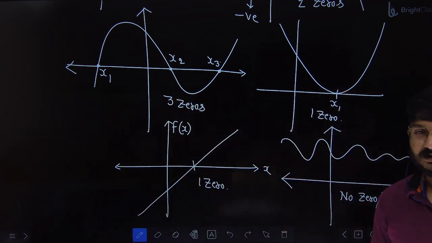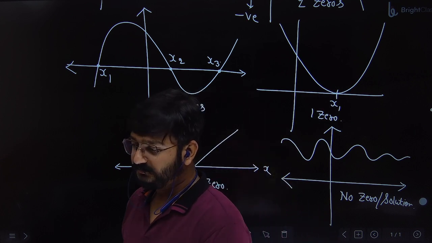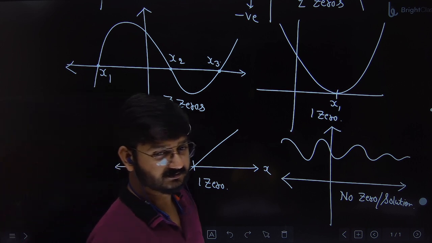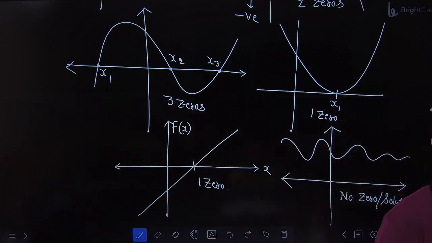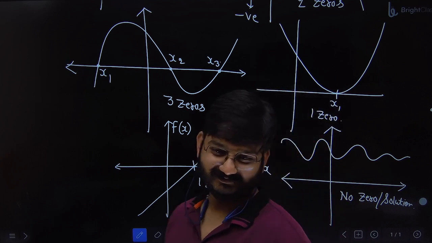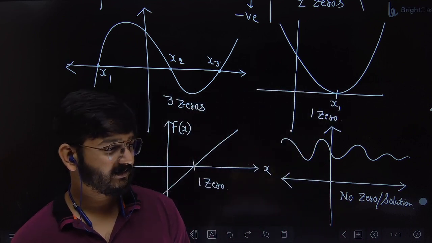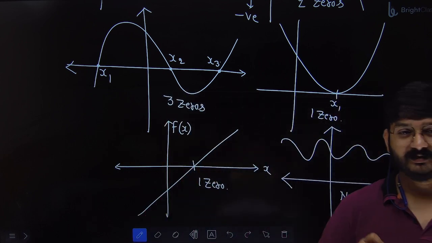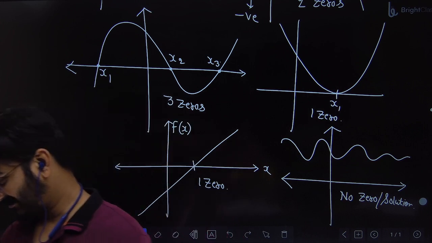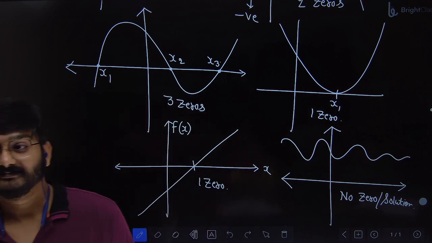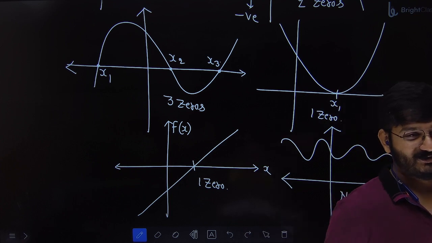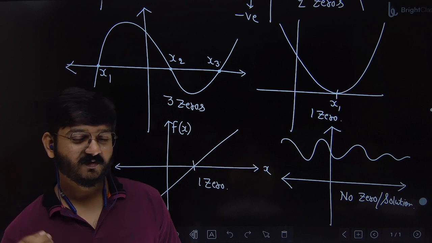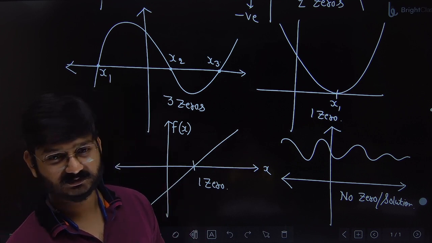y equals 3. Let's take an example. y equals 3. How many solutions will y equal to 3 have? My question is, I'm repeating the question. y equal to 3 will have how many solutions? One solution. The moment I twist the question, you guys go blank. Simple question I've asked. I'm repeating the question again. y equal to 3 has how many solutions?